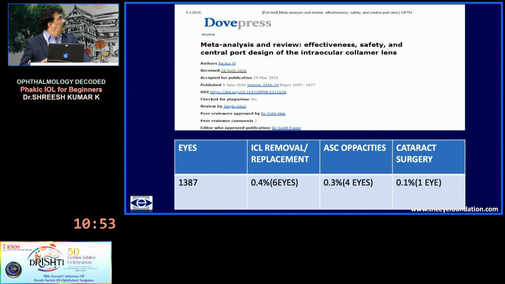So there was a meta-analysis published in Clinical Ophthalmology, wherein they studied 1400 eyes and reported only 4 eyes with anterior subcapsular opacifications, out of which only 1 patient required surgery. So it is just 0.1% of the entire series. That is a very small percentage.